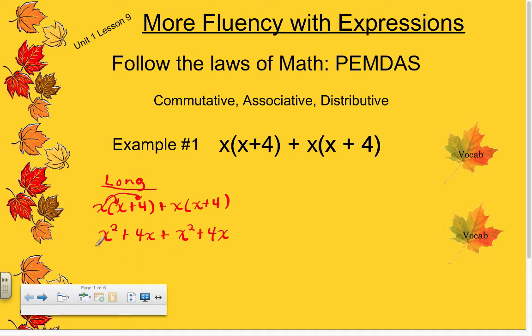We clean up, combining like terms. This x squared can be added to this x squared to get me 2x squared. And this 4x can be added to this 4x to give me an 8x.